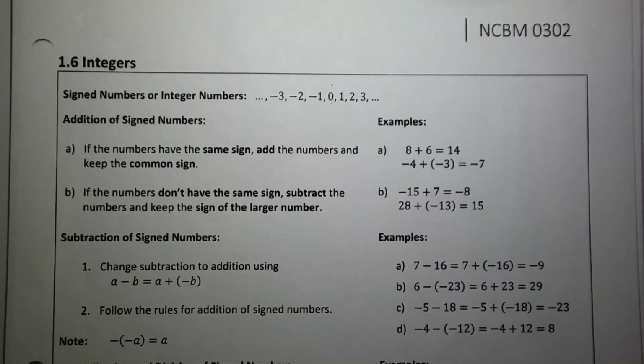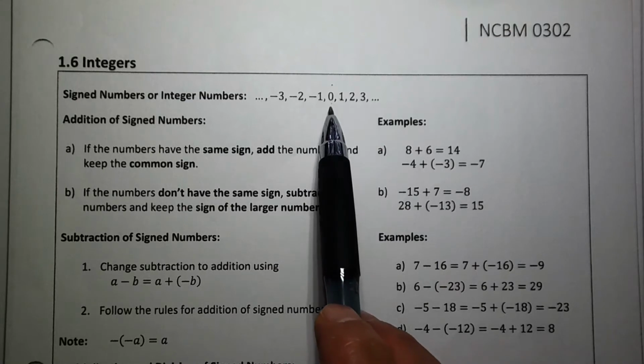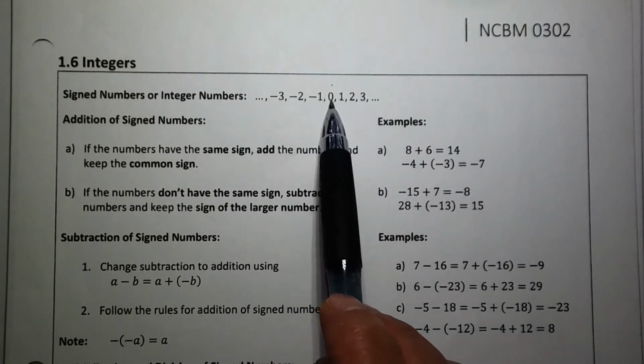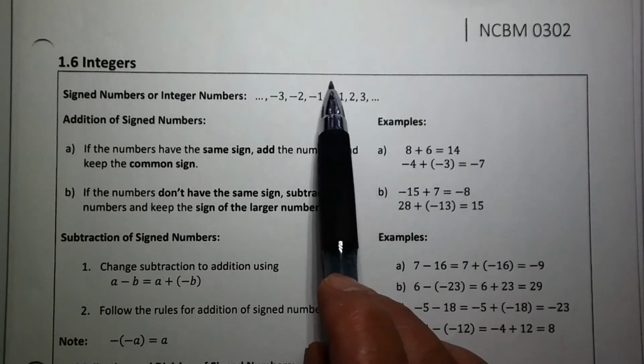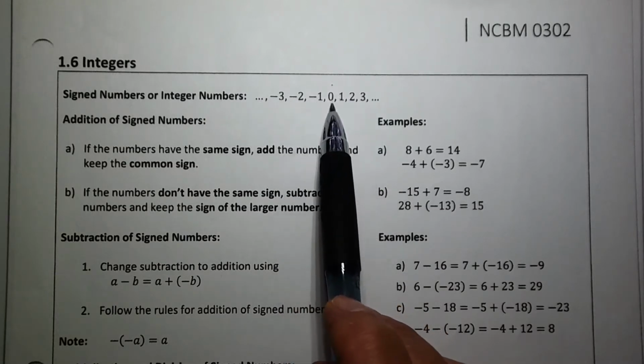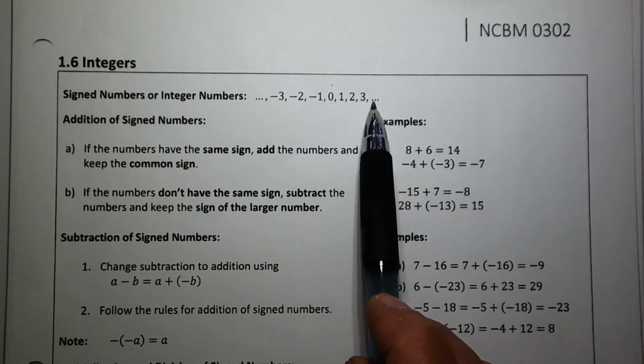NCBM 0302, integers or signed numbers. As you see, integers are whole numbers and their opposite on the other side of 0. 0, 1, 2, 3, and so on, whole numbers.